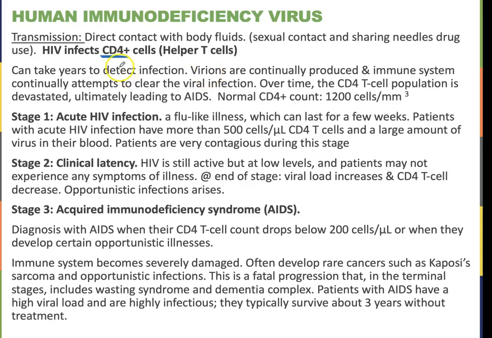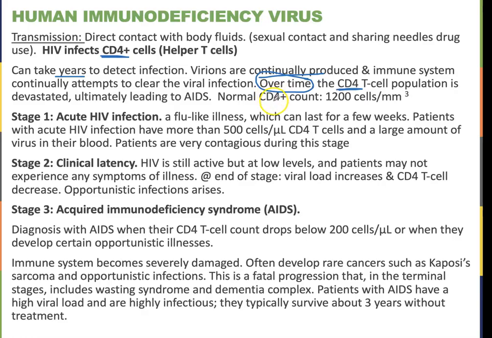So when you get infected, it can take years to detect it because during those years, the viral load is being kept at bay by your immune system. So it's not latent, it's basically active. The viruses are continuously produced, and your immune system is fighting the entire time to clear the viral infection. And then over time, your immune system is going to lose because it's literally attacking the one cell that's responsible for the robust response of your immune system.